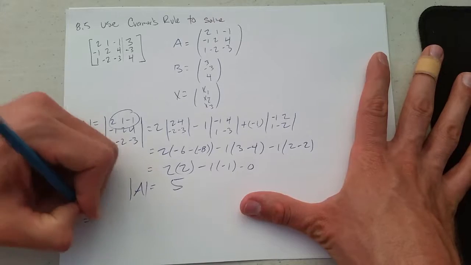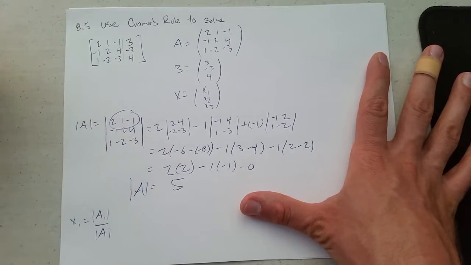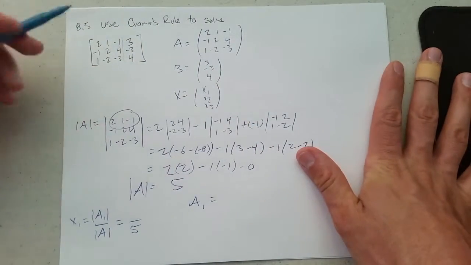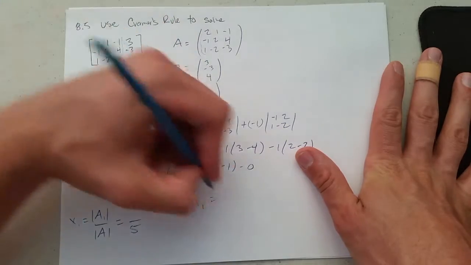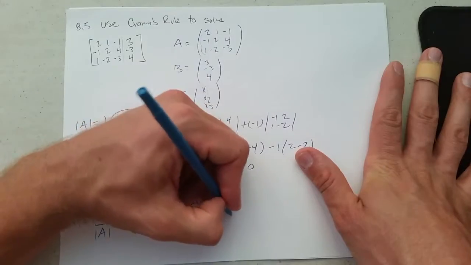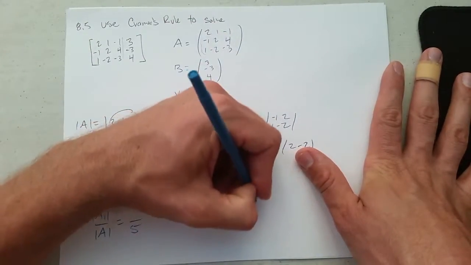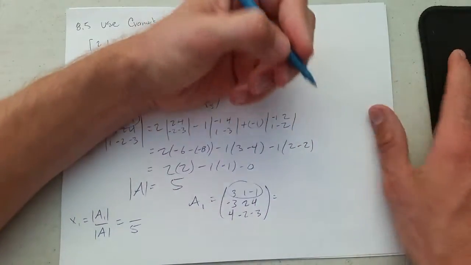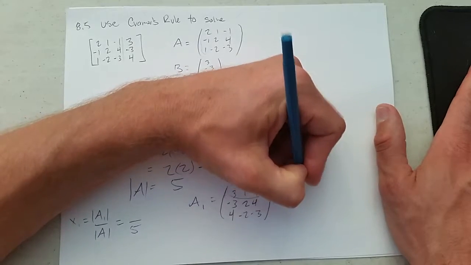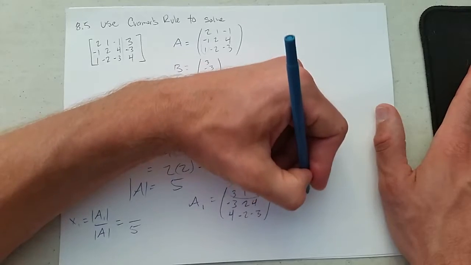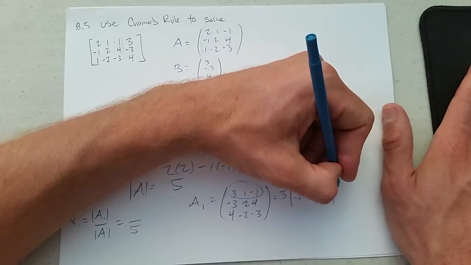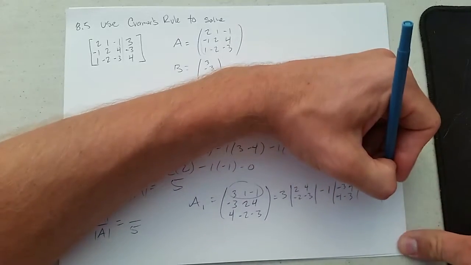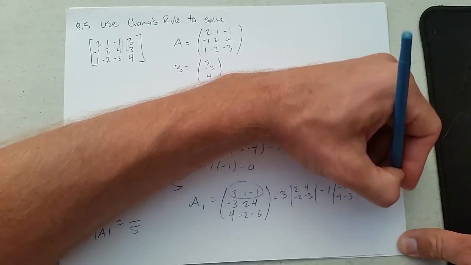So x1 will be determinant of A1 divided by determinant of A. We know what A is. Determinant of A is 5. How do we get A1? So if we flip back, A1 was swap column 1 with B. And we'll row expand on 1. So we had 3 times 2, 4, 2, 4, negative 2, negative 3, minus 1 times negative 3, 4, 4, negative 3, minus negative 1 times negative 3, 2, 4, negative 2.